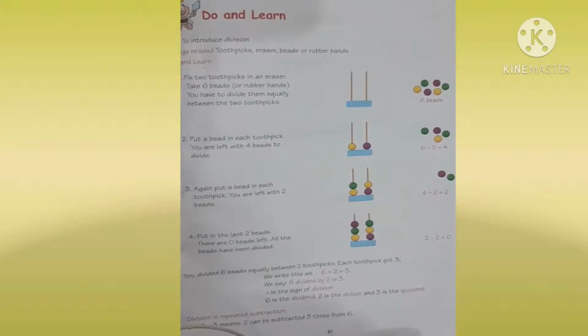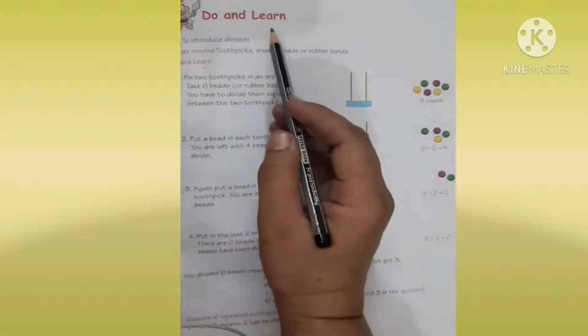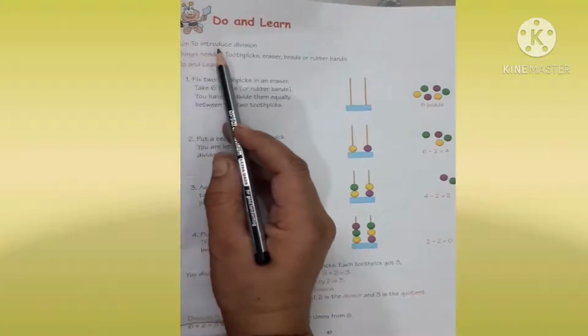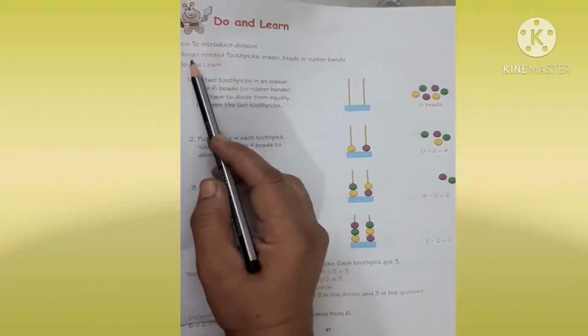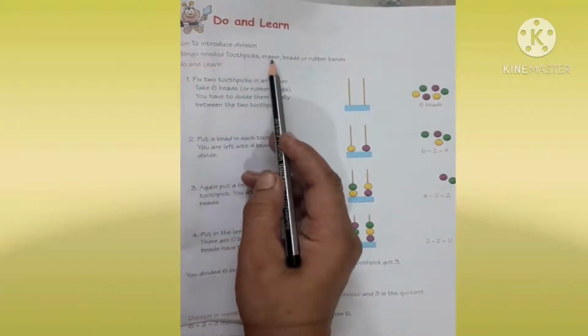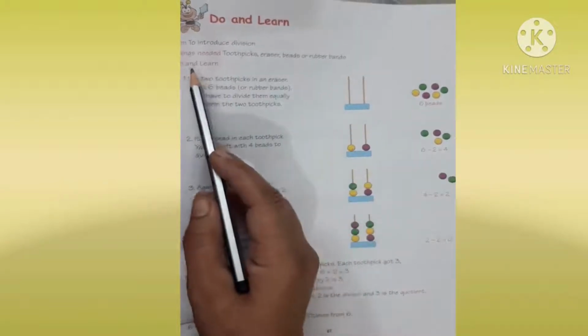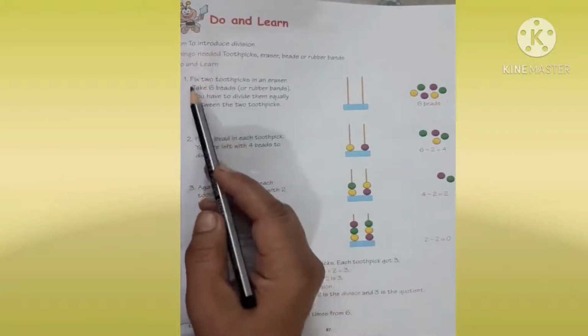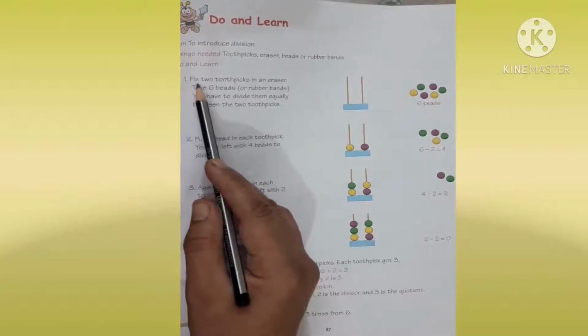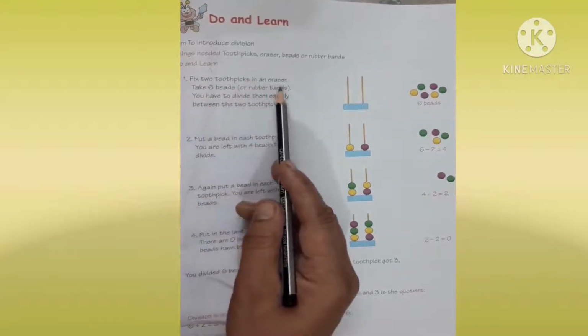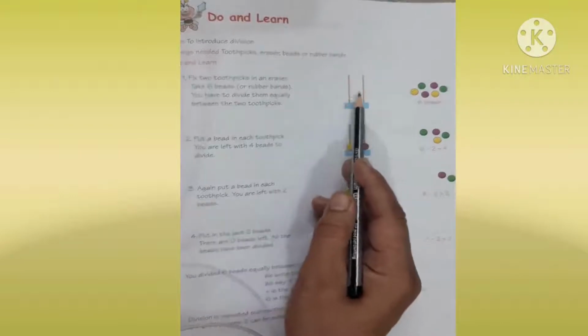Page number 87, Do and Learn. Aim: to introduce division. Things needed: toothpicks, eraser, beads or rubber bands. First, fix 2 toothpicks in an eraser. Take 6 beads or rubber bands.